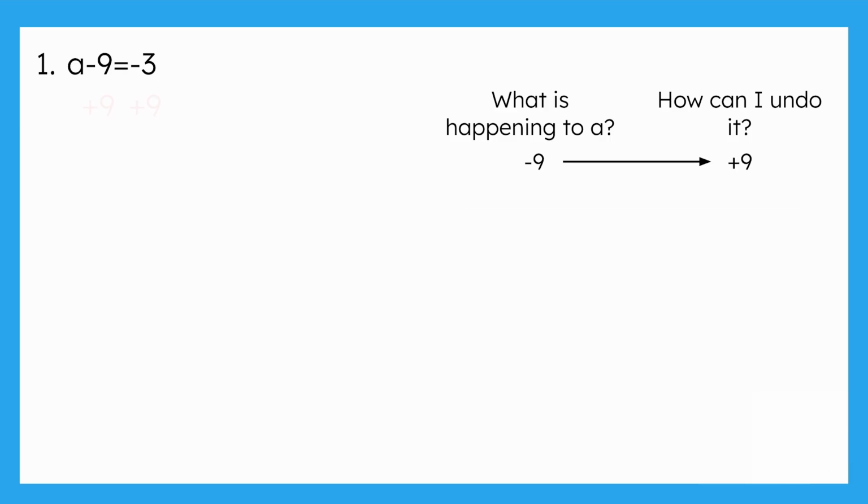When I add 9 to both sides, negative 3 plus 9 on the right makes 6. What does a minus 9 plus 9 make? Minus 9 and plus 9 are like terms, and when we combine them, they make 0. But there's no need to write a plus 0, so this leaves just a equals 6. Phew, we did it! That's the first equation down, but we still have 3 more to go to open the lock. Let's keep going.